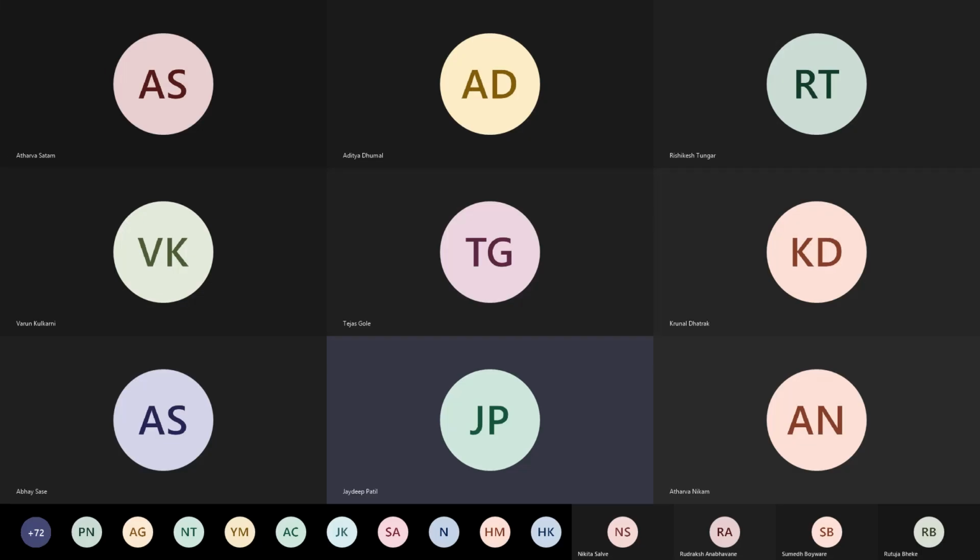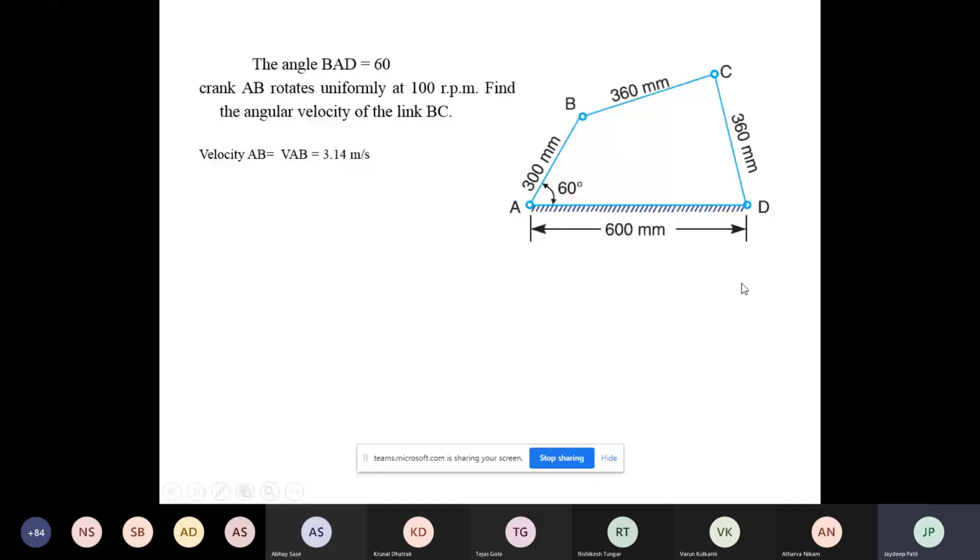This is the problem of a 4-bar chain mechanism. Now, in the given mechanism, there are 4 links. AD is a fixed link, then AB is at an angle of 60 degrees, then link BC and CD. Now you have to solve this problem and find out the velocity of C as well as the angular velocity of BC by using the relative velocity method.